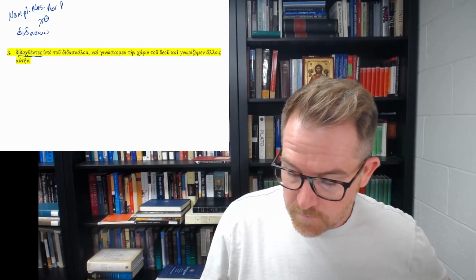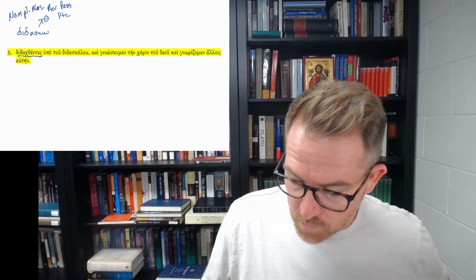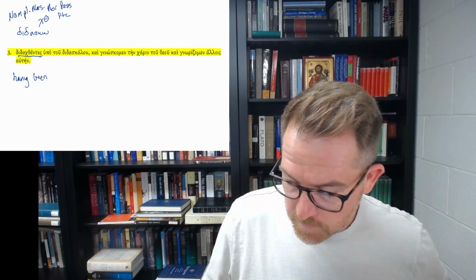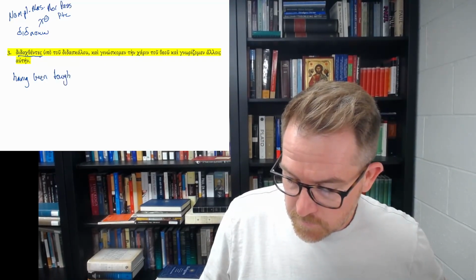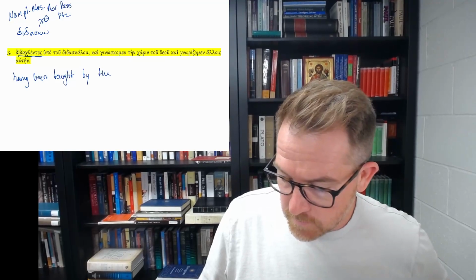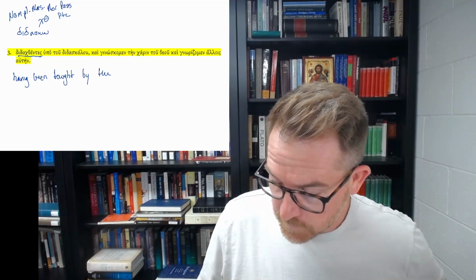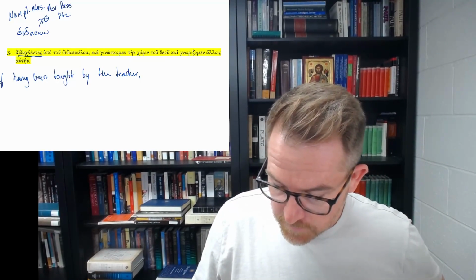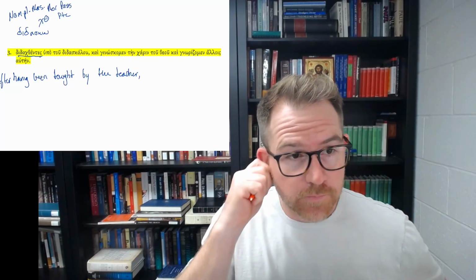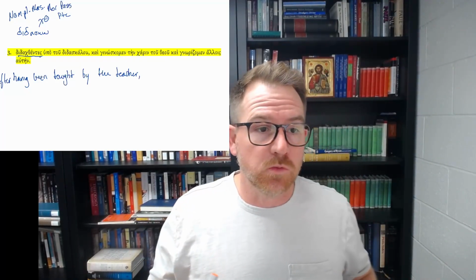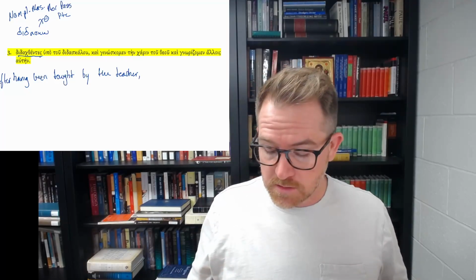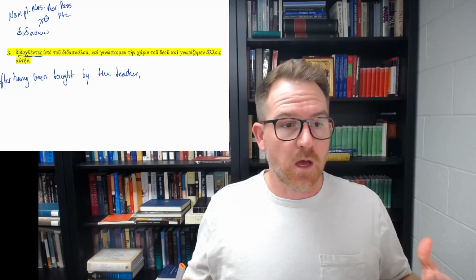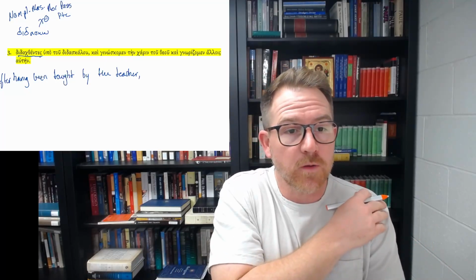Aorist passive participle. So having been taught by the teacher, and probably after, because remember, notice this participle doesn't have a definite article. It's set apart. It's not a genitive absolute because the participle itself is not in the genitive case. So it's an adverbial use of the participle. It's describing what's going on as it relates to the main verb, ginoskomen.